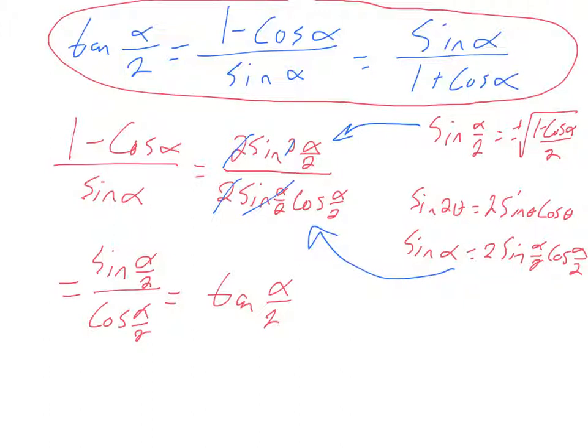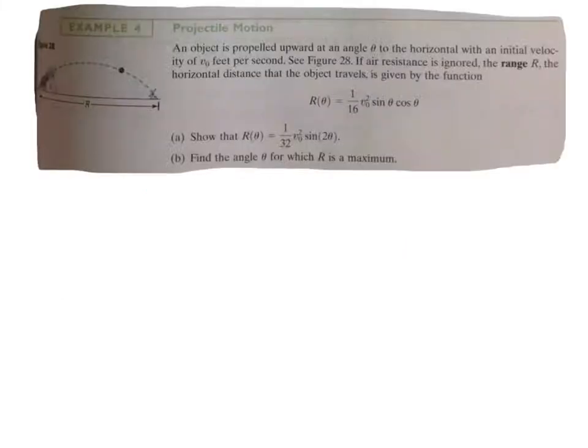Let's do one last quick question since we sort of started a little late here. Let's finish off with a word problem because it's nice to work those in every now and then. So we have a situation where an object is propelled upward at an angle of theta to the horizontal with an initial velocity of v0 feet per second. If air resistance is ignored, the range r, the horizontal distance the object travels, is given by the function r theta. So the first thing you want to do is use some trigonometric identities to show that r theta is equal to 1 over 32 v squared sine 2 theta.